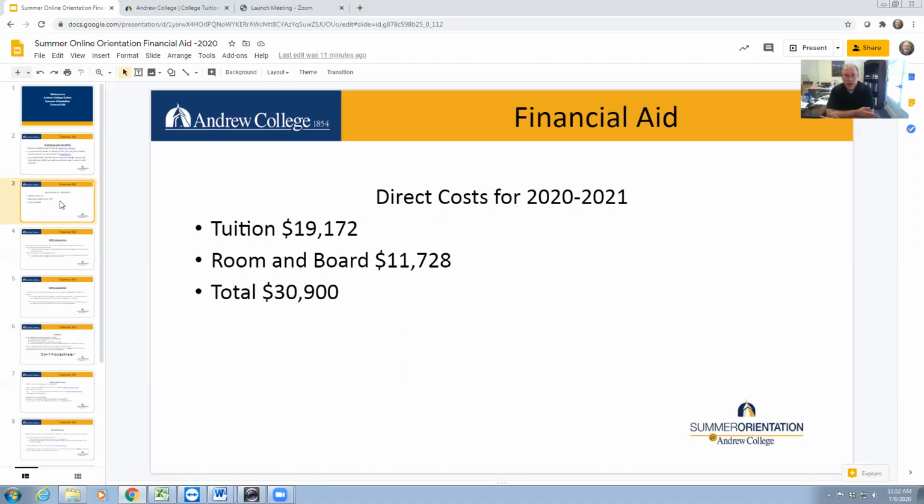Now, as was sent out in the parent newsletter last week, and will also be sent out to students directly this week, we are making a number of single rooms available for the fall at no additional charge. So this is normally a $750 value, but we're doing it in light of the COVID situation and trying to keep students separate and safe. If your student is interested in a single room, not all students are, which is perfectly fine, but if your student is interested in a single room, they will need to go to the Andrew College website.